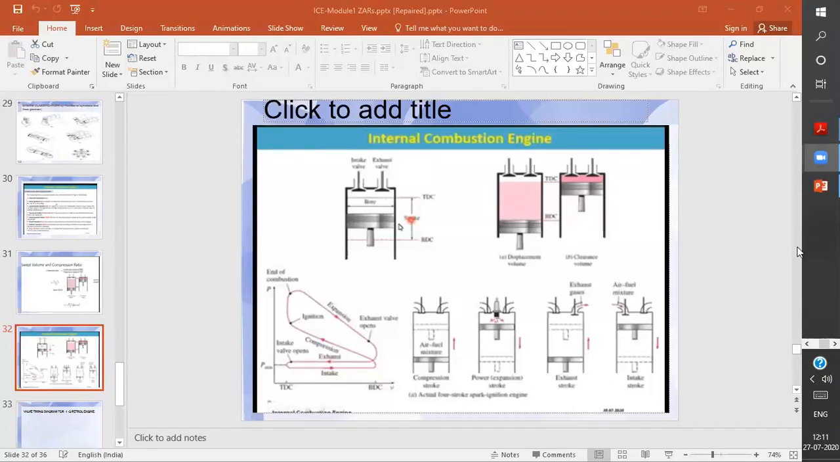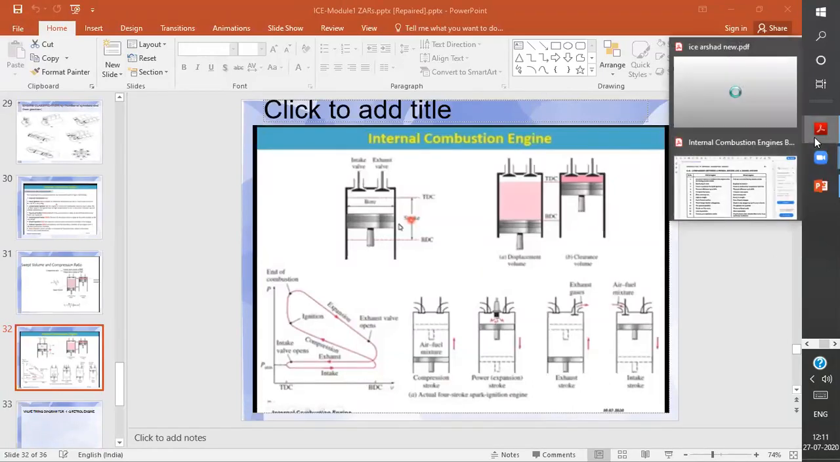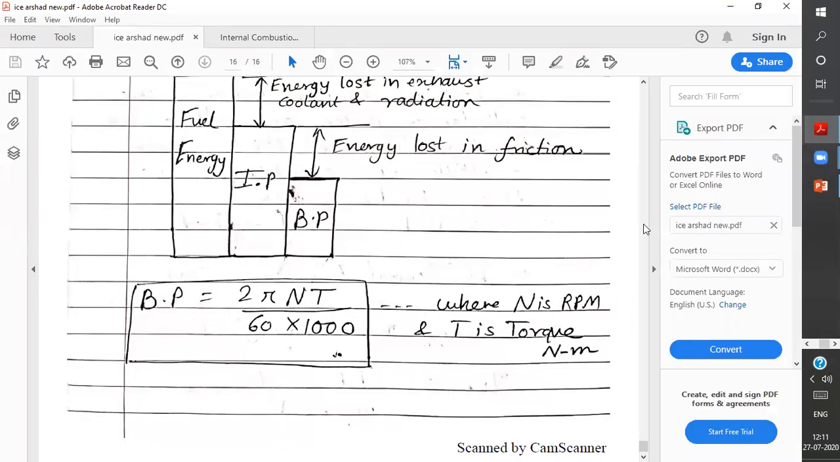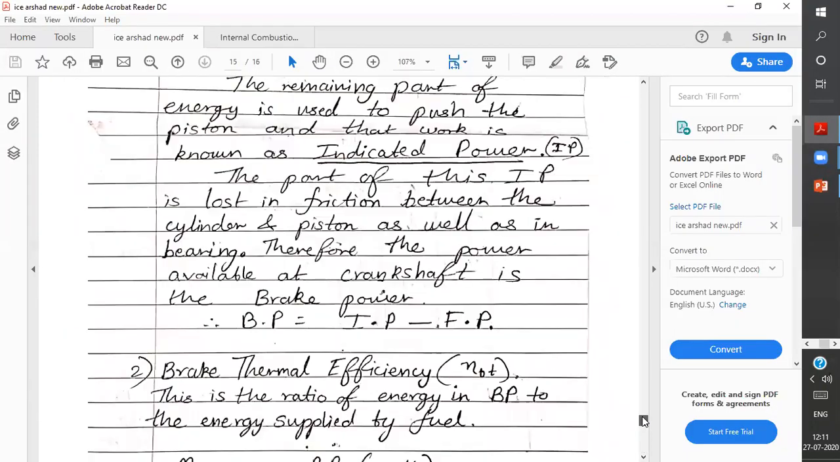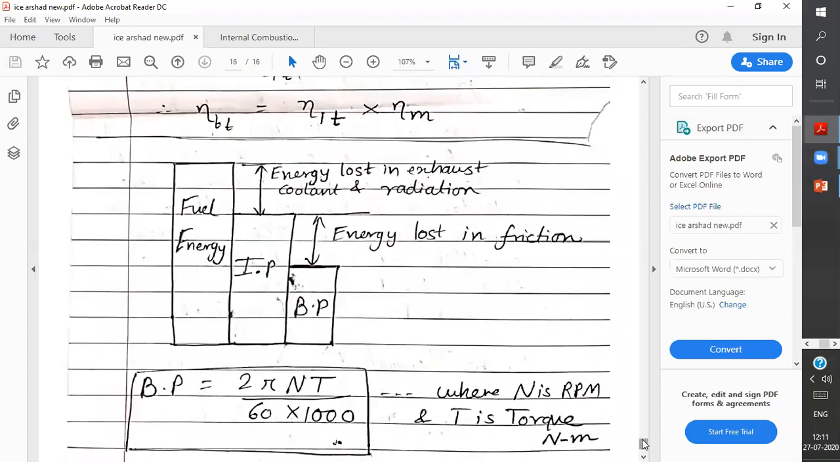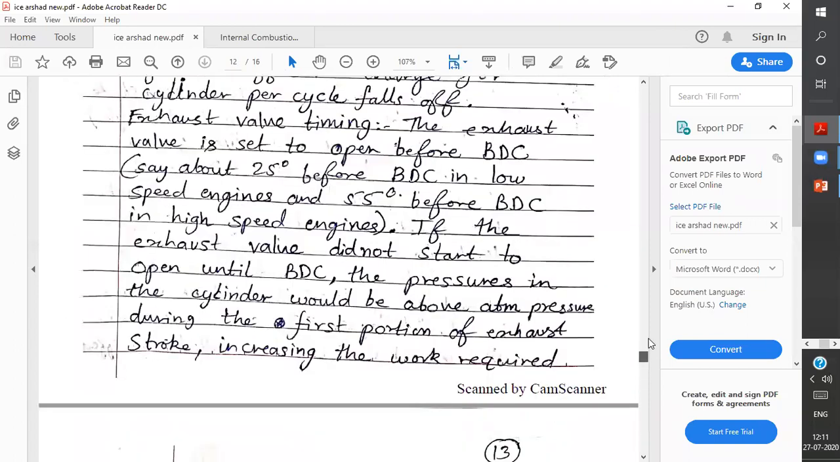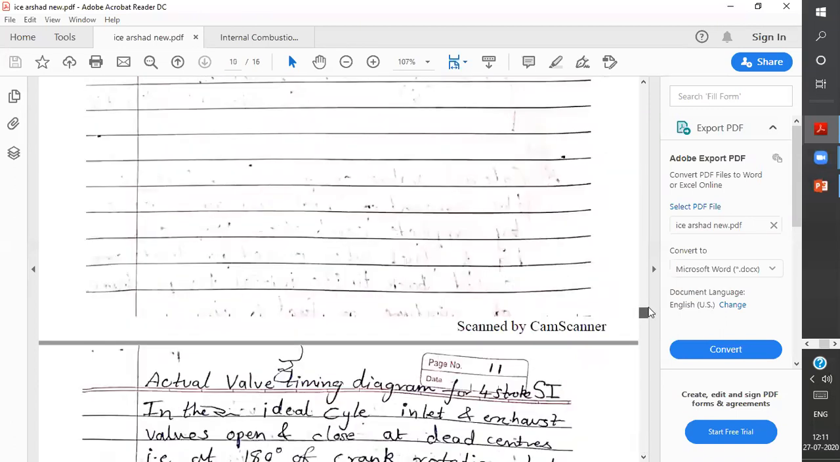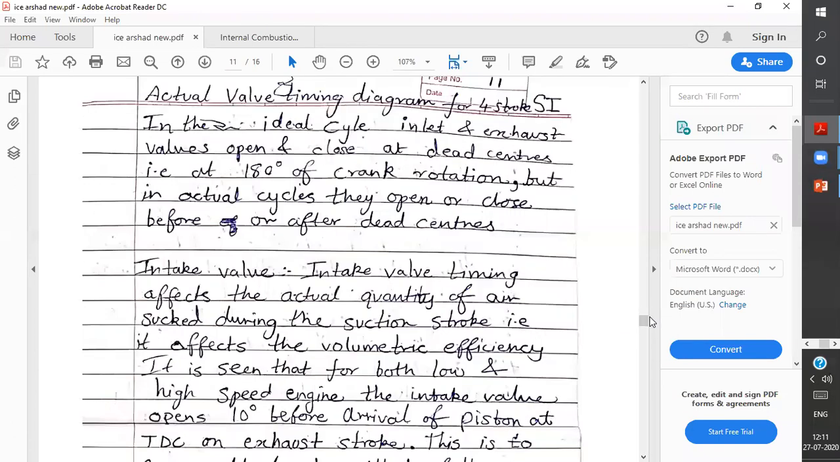We will see the valve timing diagrams. Students, see, valve timing diagram I wanted to explain. First of all, what is a valve timing diagram? When the intake and exhaust valves are opening and closing, that is called the valve timing diagram. If we say in a theoretical cycle, inlet valve and exhaust valves are opening and closing at 180 degree of crank rotation.